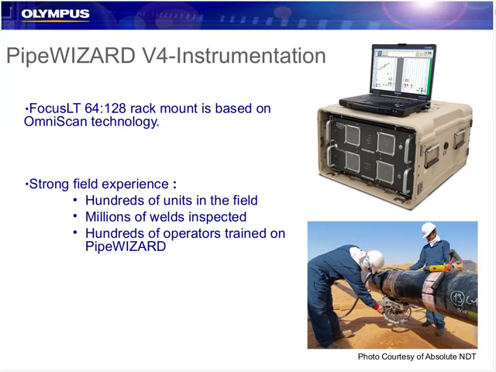So look a little bit at the instrumentation. This is actually what we call our Pipe Wizard V4 or version 4. It's been recently changed. Before this unit, there was a version called the V2, which was kind of widely used for a number of years. So we've done an update of our electronics system in general in the last couple of years. We use a standard Focus LT 64128. So if you know our product line, the hardware architecture of this is very similar to a product we sell a lot of times just for general weld inspections or industrial applications.